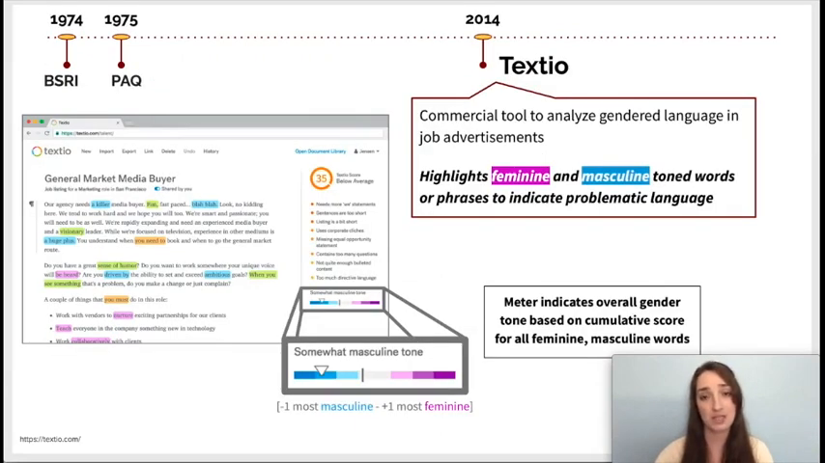Particularly, very recently, commercial products have become available that claim to be able to determine if a body of text, in this instance job advertisements, skews towards masculine or feminine language. In the case of Text.io, they look at all the feminine and masculine words, they count them up, and give you a final score. In this case, it's possible for the masculine and feminine words to cancel each other out.